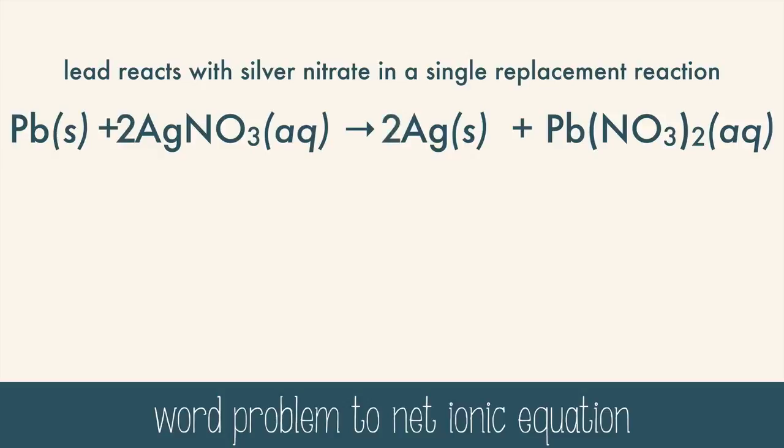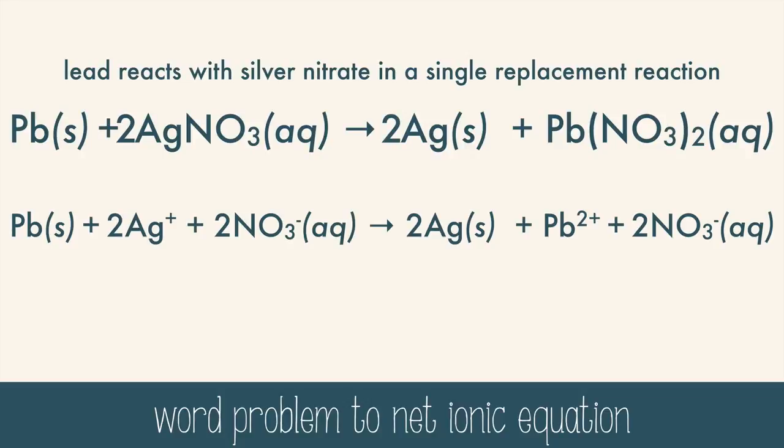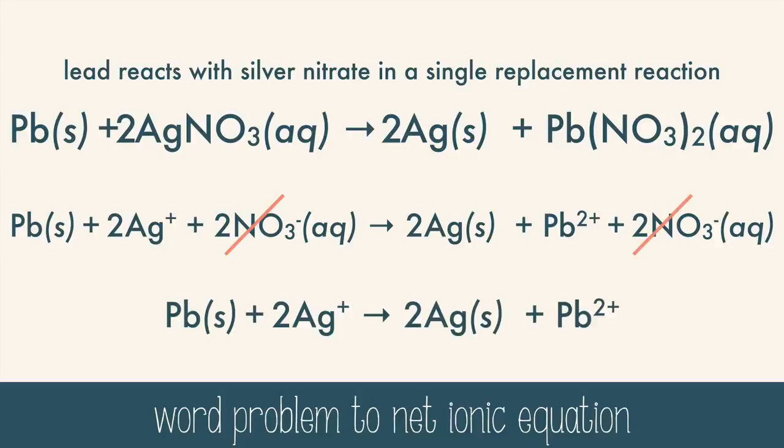Now it's balanced. Now we can write out the complete ionic equation. Write every ion for any aqueous chemical, but don't break up any solids. Identify the spectator ions by seeing them on both sides of the equation, and cross them out. Then you can write the net ionic equation. The number of atoms and the charge is the same on both sides. There are 2 positively charged silver atoms and a lead atom with a 2 plus charge, so those are equal.